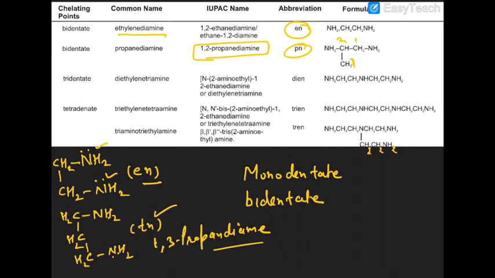So these are very, very important points. I am repeating once more. These are two lone pairs which can be donated. So it is a bidentate ligand, ethane 1,2-diamine, or it is called ethylene diamine.